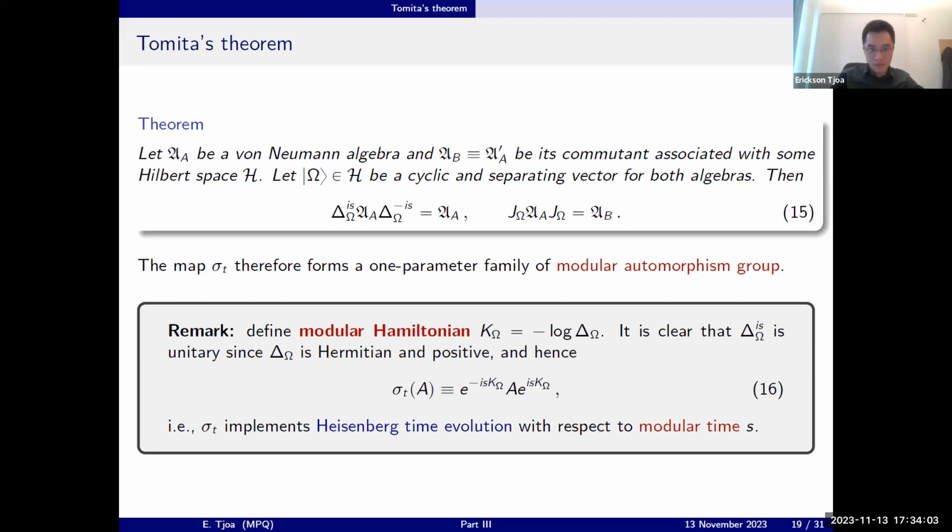And the way to make sense of this is, again, if you define the modular Hamiltonian as minus log of this modular operator, then the exponent of IS is just a unitary operator, and you can rewrite the first part of equation 15 as the statement that there is a unitary time evolution generated by the modular Hamiltonian on all the operators of the algebra. Okay, maybe the minus sign, I put it wrongly. But I hope this part is at least superficially clear that we are talking about time evolution of operators.